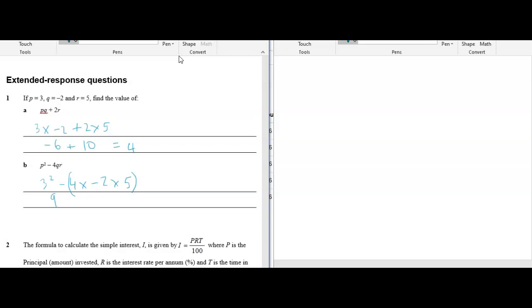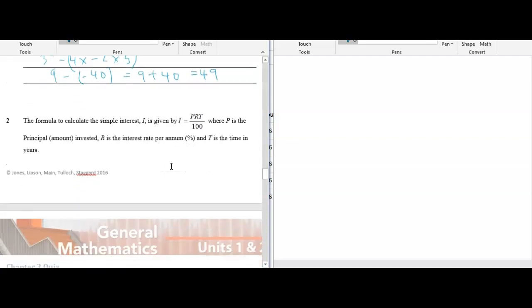4 times -2 is -8, and -8 times 5 is -40. So I'm just going to put that in brackets too. Now we've got minus and a negative, so it's going to be 9 plus 40. So your answer there is 49.